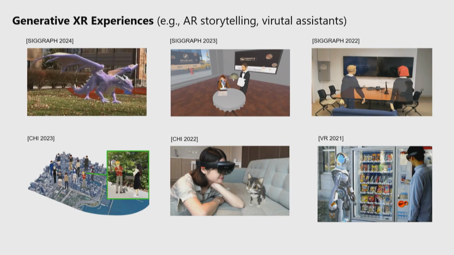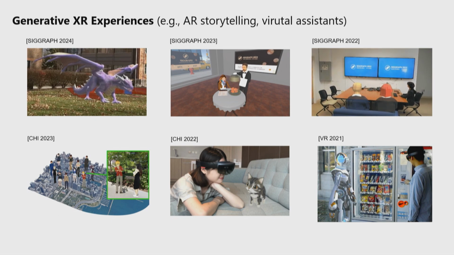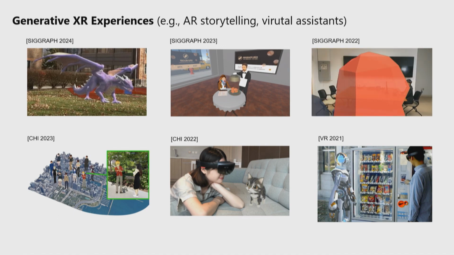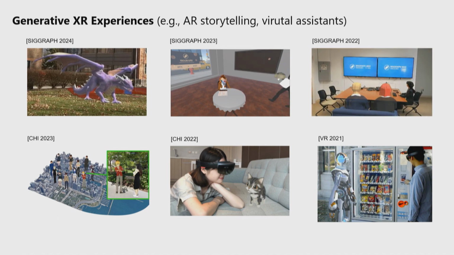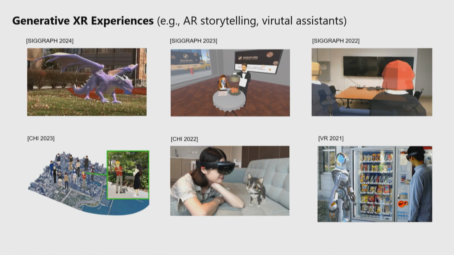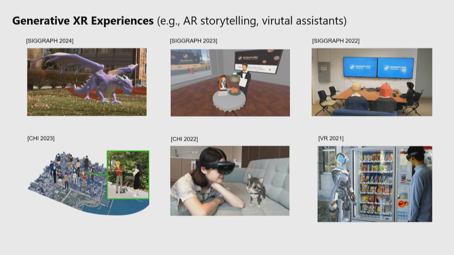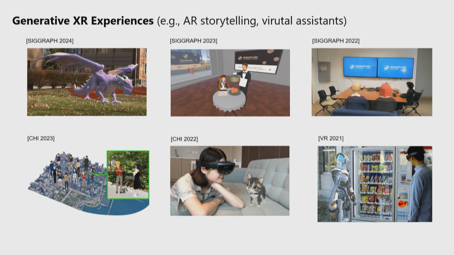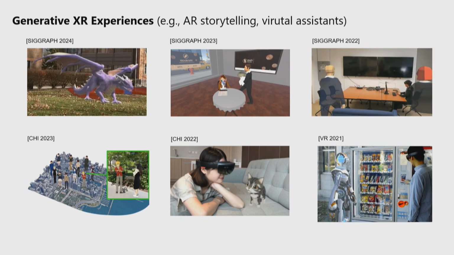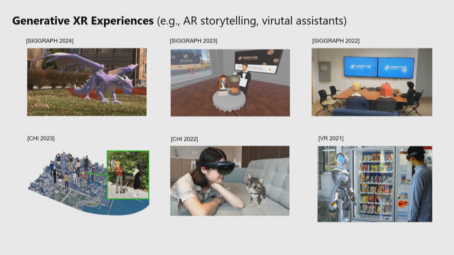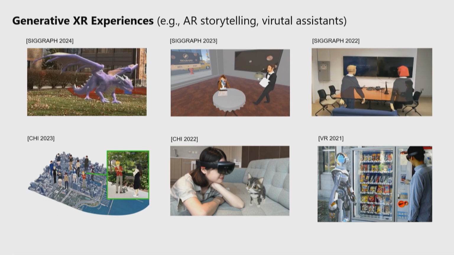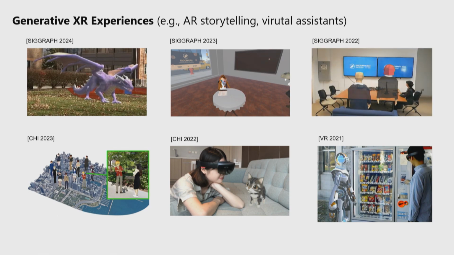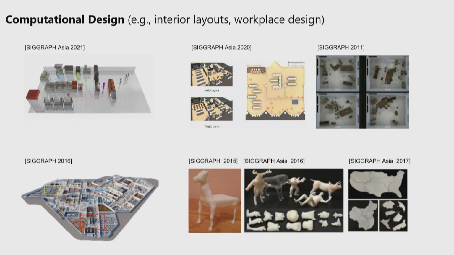So there are a few major domains that our group focuses on. The recent focus is on generative XR experiences. For example, we will be able to use a generative model to adapt an augmented reality storytelling experience to an outdoor environment or indoor environments that you are in. And we are able to use machine learning techniques to drive virtual assistants to be more interactive, more realistic when they interact with the users in the scene. So this is one direction we're working on.